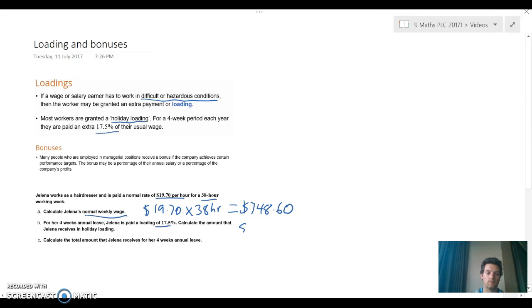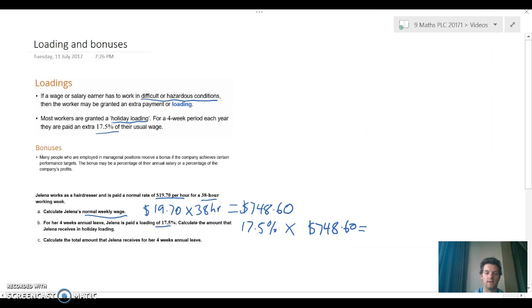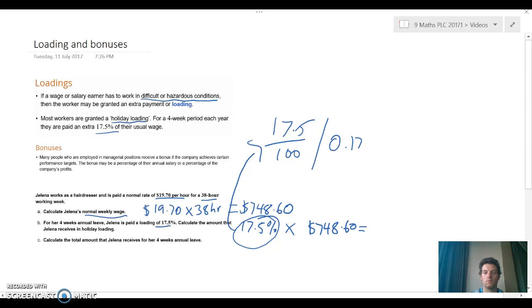So we go 17.5% of 748.60. Now remember, when we see of, we can replace that with multiplication. So we can work out what 17.5% of that is. So just a reminder about that, we can change this to a fraction. We can go 17.5 over 100, or a decimal. So we would put it as 0.175.